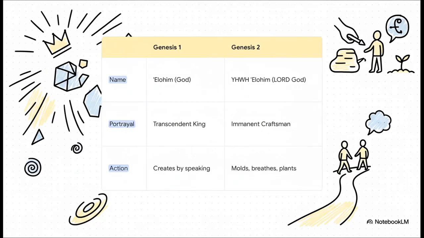These two accounts don't just use different names for God. Elohim, which is a more general title in the first story, and the personal name YHWH in the second, they also present two fundamentally different sides of God's character. On one hand, you have the majestic, transcendent king of the cosmos. And on the other, you have this intimate, personal craftsman who literally walks and talks with his creation.